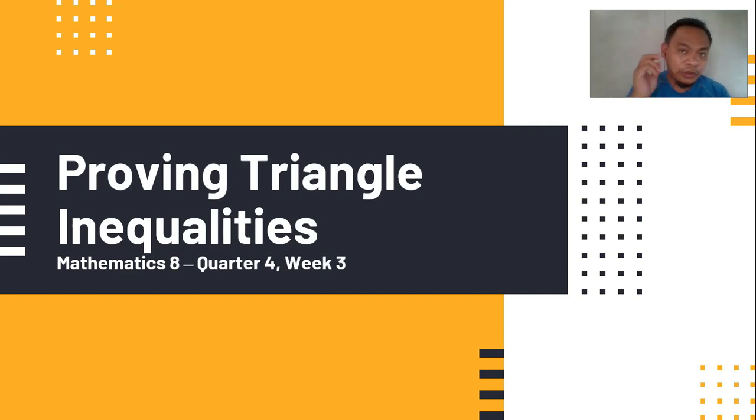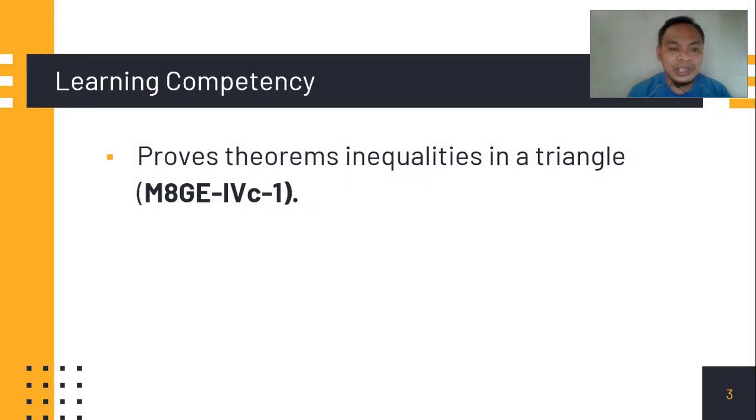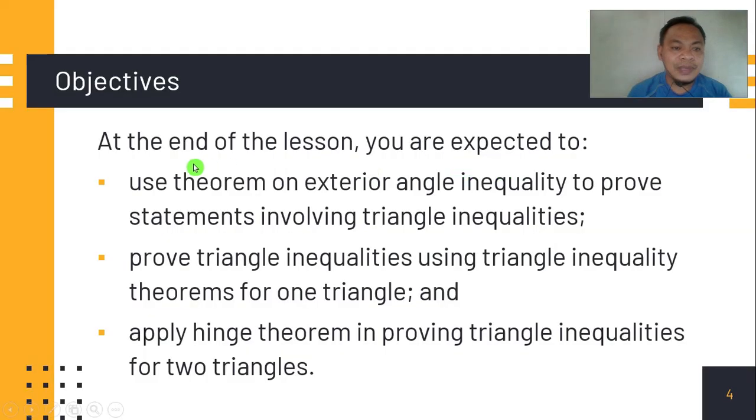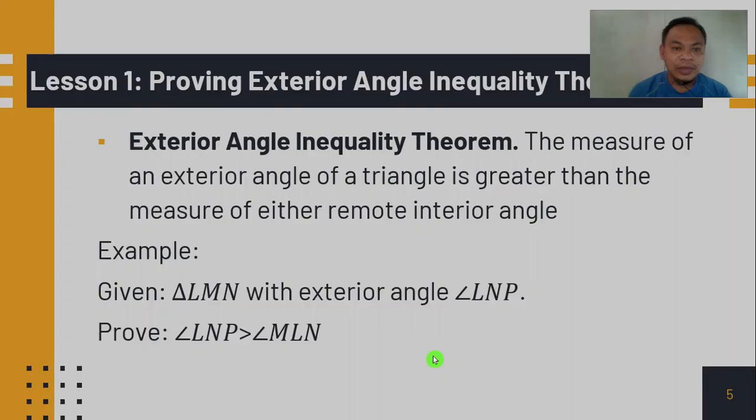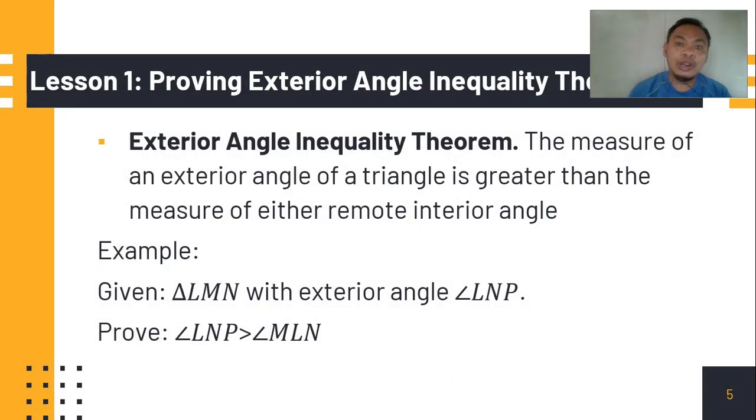The topic today is Proving Triangle Inequalities. Once again, this is for Grade 8 Mathematics, Quarter 4, Week number 3. Our learning competency: proves theorems on inequalities in a triangle. Our objectives at the end of the lesson, the students are expected to use the theorem on exterior angle inequality to prove statements involving triangle inequalities, prove triangle inequalities using triangle inequality theorems for one triangle, and apply the Hinge theorem in proving triangle inequalities in two triangles. Now, let's proceed with our lesson number 1.